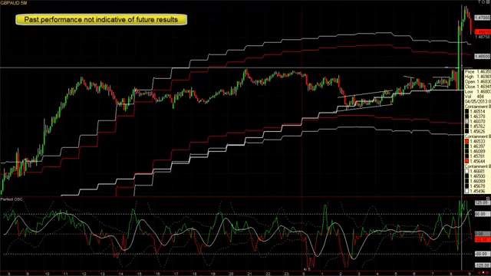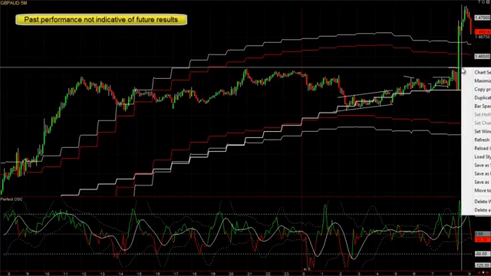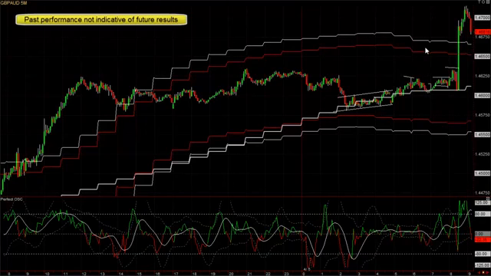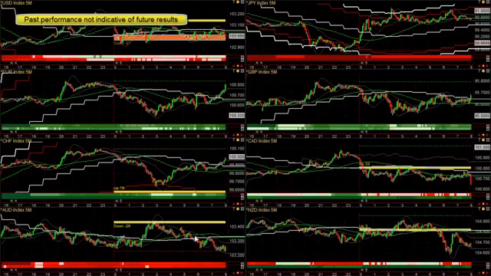You're in this trade at 36 right here. So, huge win. And that's really the key: when one currency is going down against all pairs, and that's what this index is telling you.